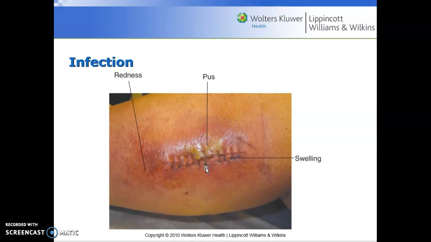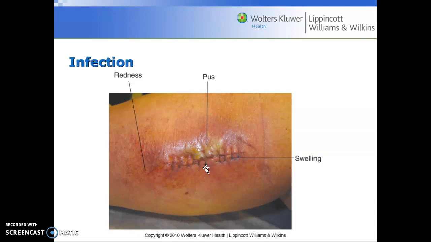Infections happen when pathogens enter into the wound. They increase hospital stays. Sometimes infections are contracted at the hospital, while other times they just have an infection and they end up going. But the bottom line is they have an increased hospital stay when we have something that's infected. And pus, P-U-S, is a thick yellow fluid.